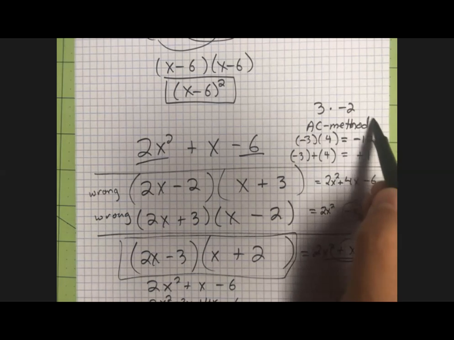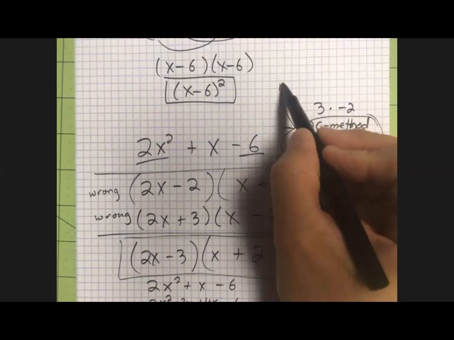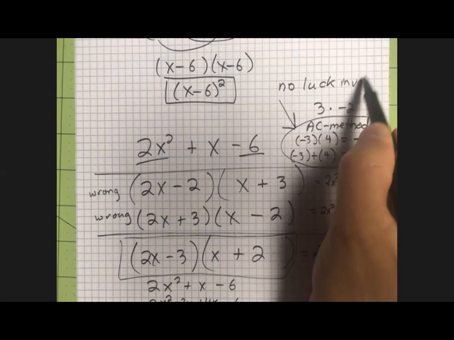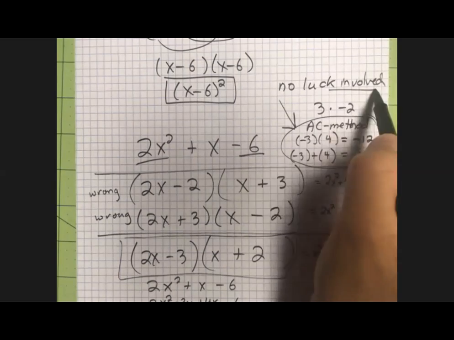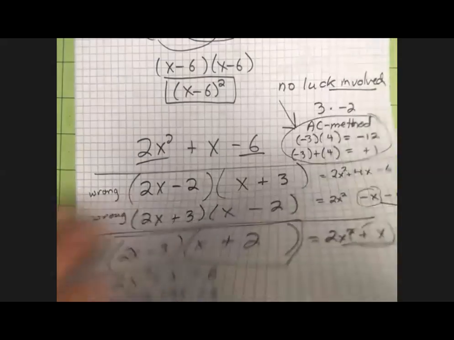But this is the method that always works. No luck involved. Let me show you again. Let's try another one because I want to show you that if you ever get stuck factoring a trinomial, this method always works, if the trinomial can be factored. There may be trinomials that simply can't be factored.